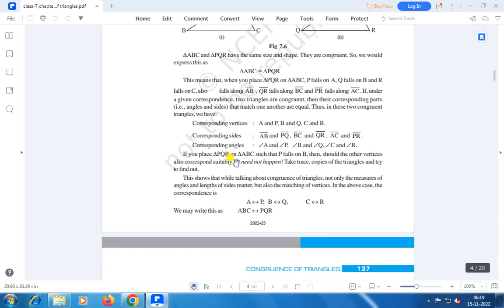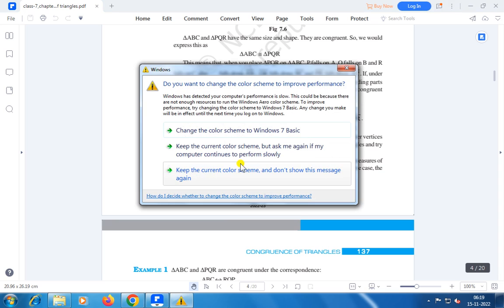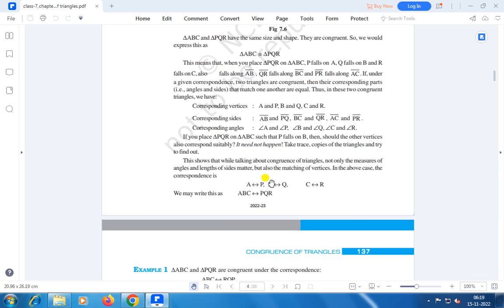If you place triangle PQR on triangle ABC such that P falls on B, then should the other vertices also correspond suitably? It did not happen. Take trace copies of the triangles and try to find out. This shows that while talking about congruence of triangles, not only the measures of angles and lengths of sides matter, but also the matching of vertices. In the above case, the correspondence is A corresponds to P, B corresponds to Q, C corresponds to R. We may write that triangle ABC corresponds to triangle PQR.